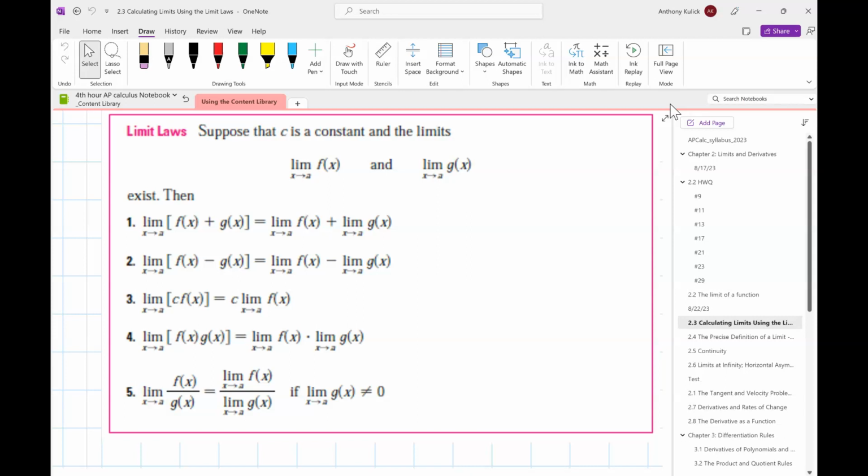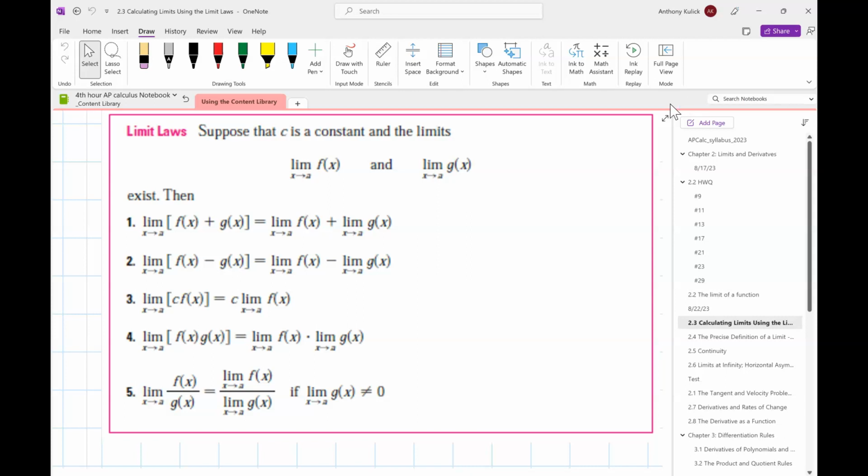Number 4, if I have the product of two functions and I want to take the limit of that product, I can just take the limit of each factor. I can take the limit of f of x and the limit of g of x and multiply those two together, which again is taking something complicated and breaking it into simpler pieces that maybe the limit will be easier for.